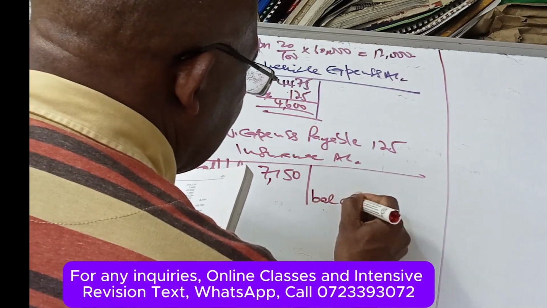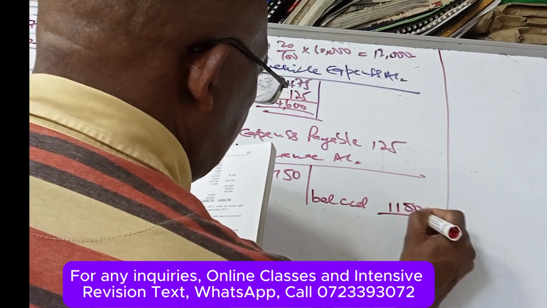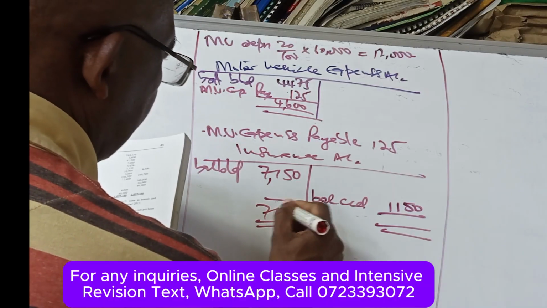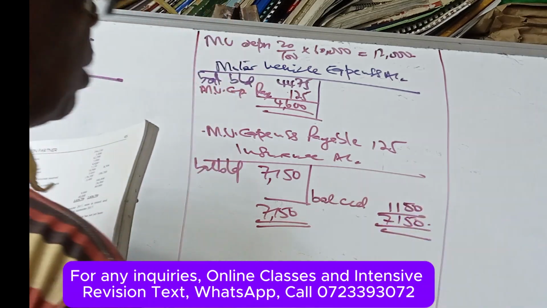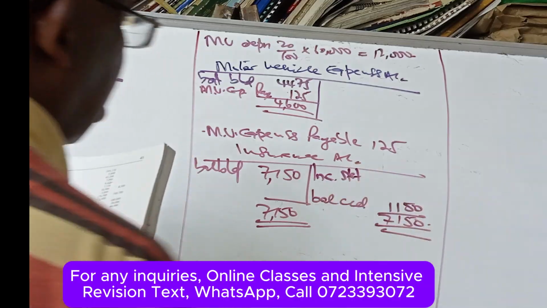If it's not spent, we carry it down to be spent in the next accounting period. We don't record it as an expense. Whatever has not been spent is not an expense. We don't take it to the income statement as an expense. We only take what has been spent.